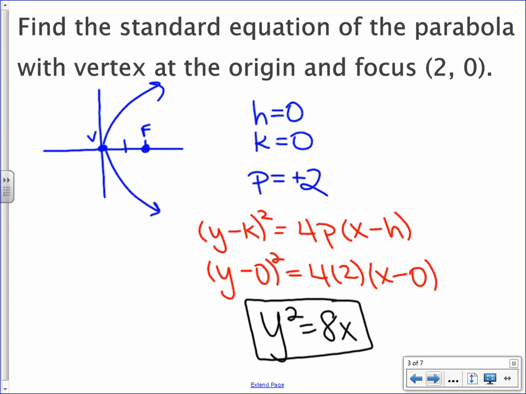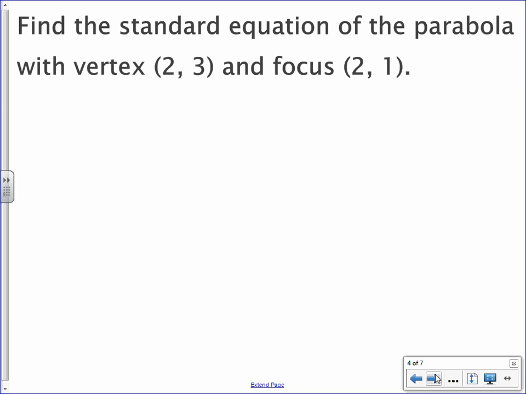Any questions? Let's look at another one. What is the standard equation of the parabola with a vertex of (2, 3) and a focus of (2, 1)? I'm going to go ahead and let you try this one without me. Okay? This is very similar, if not almost identical to the one that we just did. Do you agree? Okay, so I'm going to see if you can do this one without me.